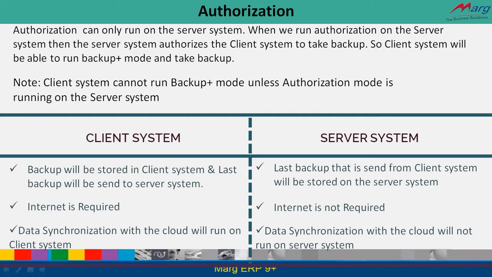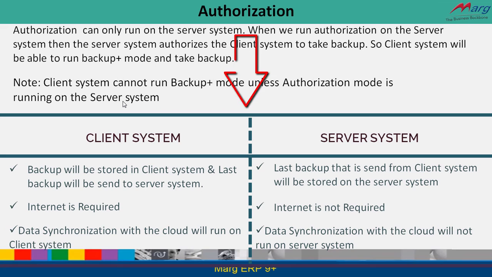Next is authorization. Authorization can only run on the server system. When we run authorization on the server system, then the server system authorizes the client system to take backup. Means the server system passes its exception code to the client system and authorizes the client system to take backup. Then the client system will be able to run backup plus mode on their system by running the server application in the Mark folder. So Mark software lets the client system take backup because its main system, that is the server system, has turned on authorization mode and passed its exception code to them. Note: the client system cannot run backup plus mode unless authorization mode is running on the server system.